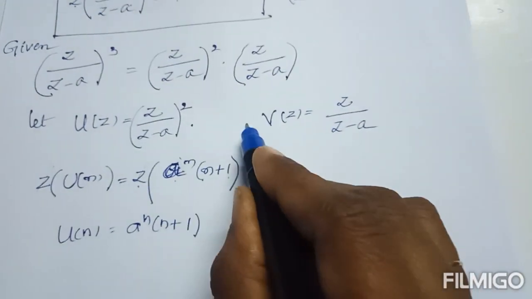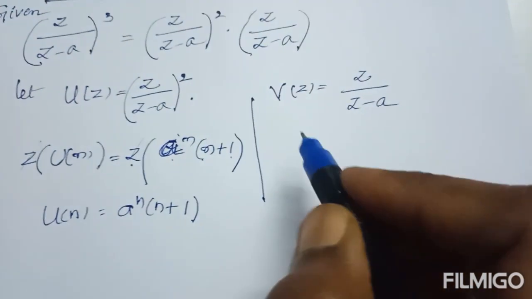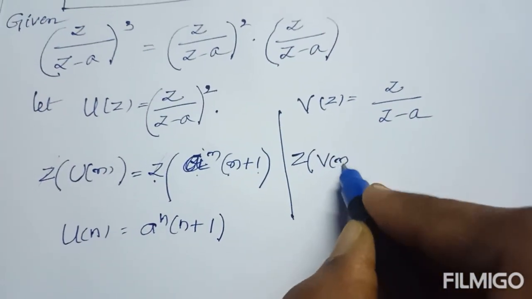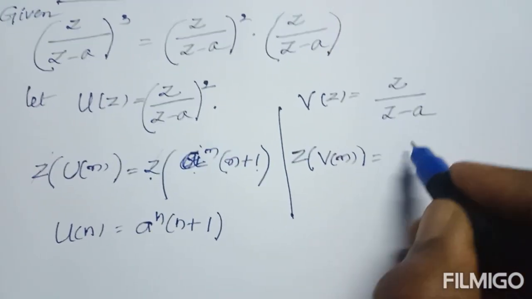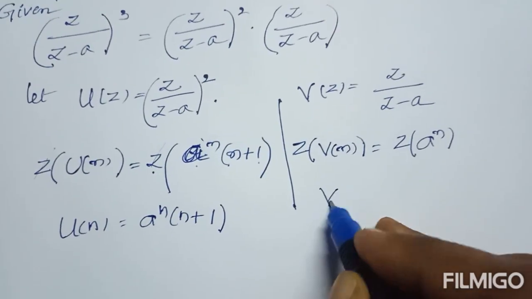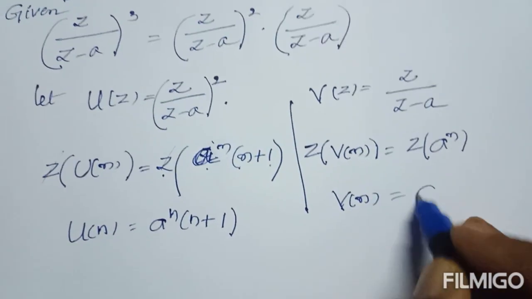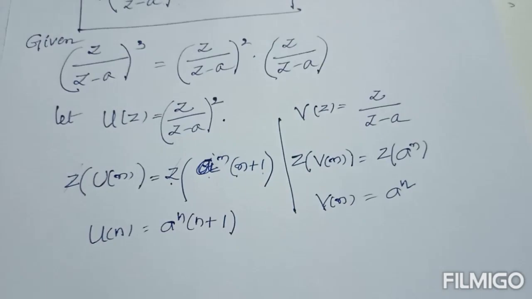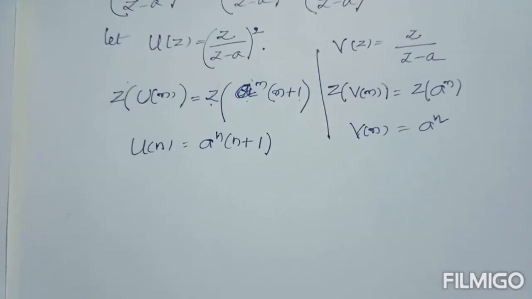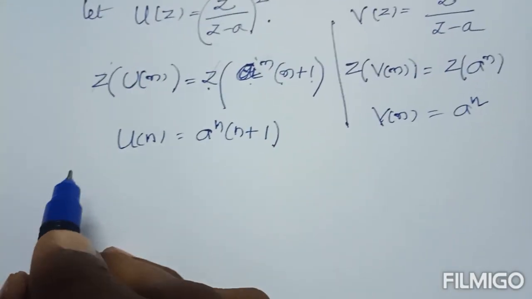After that, the second one, v of z, is also written as z transform of v of n. This is z transform of a power n, so v of n equals a power n. Now here we have u of z, v of z, u of n, v of n. Four functions are here. You can use the convolution theorem.